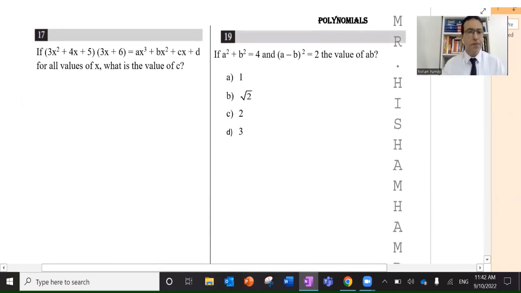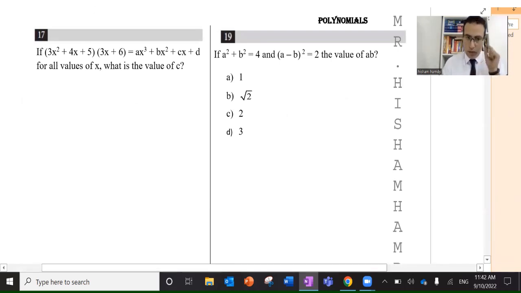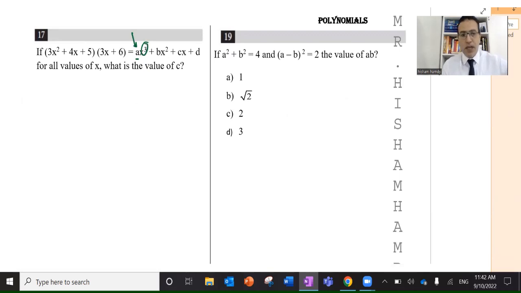Another question. Here, I'm going to solve this one not by using the expand. Listen carefully and look carefully at how I'm going to solve this one. I'm not going to look for the value of a, so I'm not looking for x cubed. I'm not looking for the value of b, so I'm not looking for x squared. I'm looking for the value of c, which represents the x. So I'm going only to multiply the brackets or the terms that give me x.